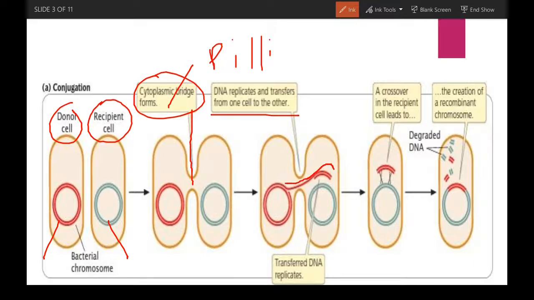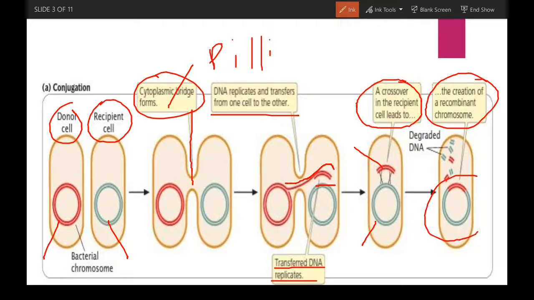Here it goes from this donor to the recipient, and then the transferred DNA replicates. As you can see here, it replicates. Now after replication, a crossover in the recipient cell occurs, right? So crossing over between the recipient DNA and the newly acquired DNA occurs, and a recombinant chromosome is created. So recombinant DNA is formed. This is how conjugation in bacteria occurs.